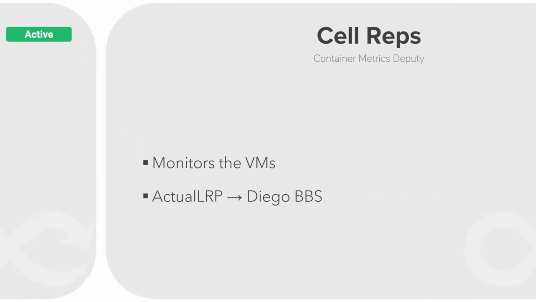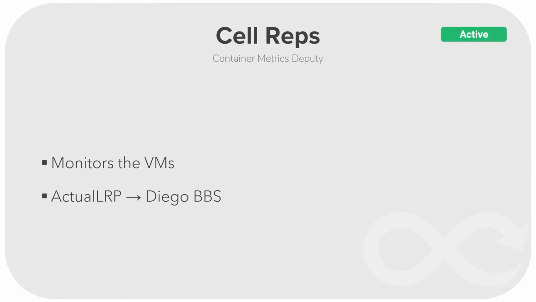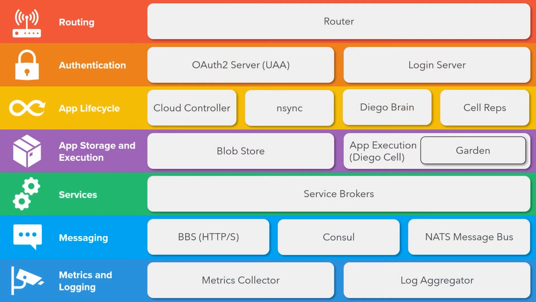Now we get to the cell reps. The actual LRP value, in turn, comes from the cell reps component. Each cell receives a cell reps instance that monitors it and, among other things, delivers the actual LRP value for a BBS component. However, these cells and the associated data must also be stored somewhere, and this is done in the next level, the app storage and execution.